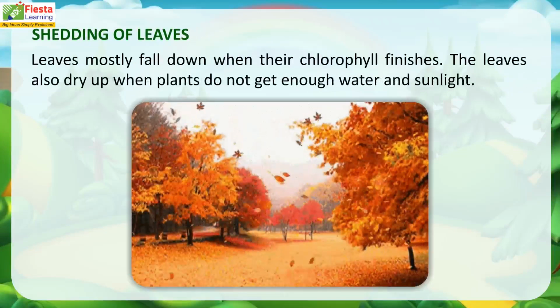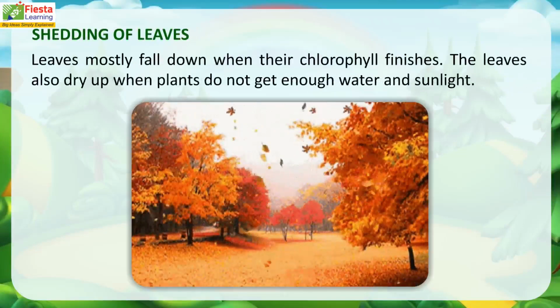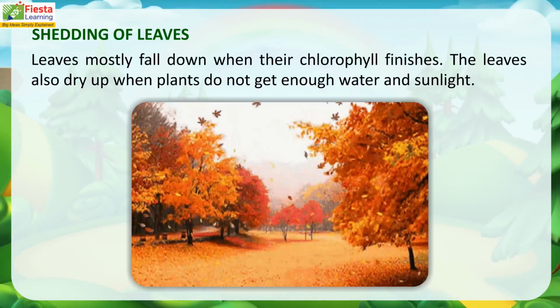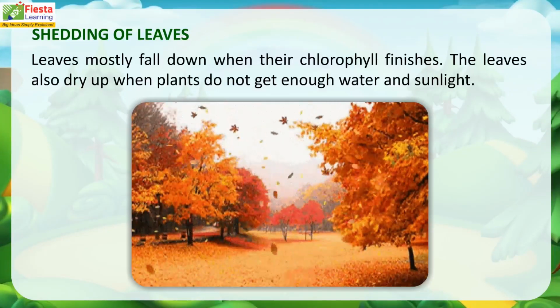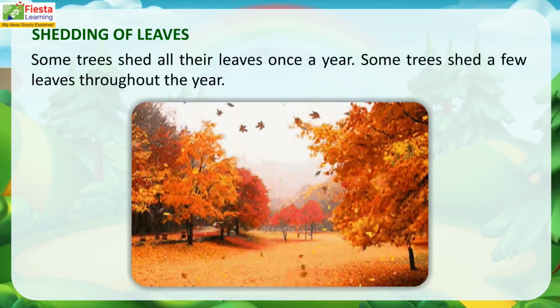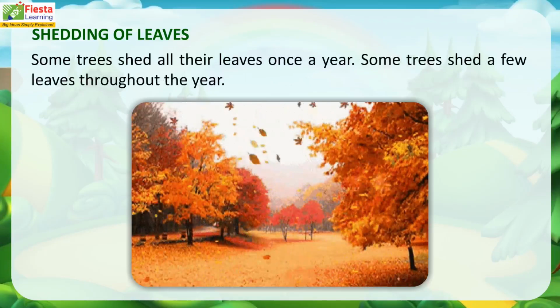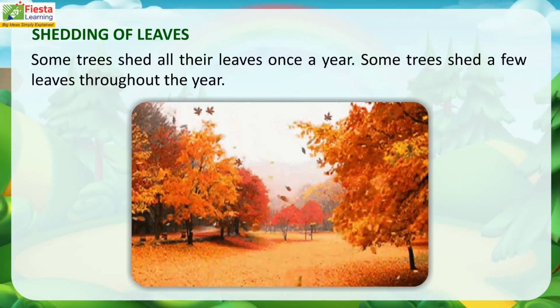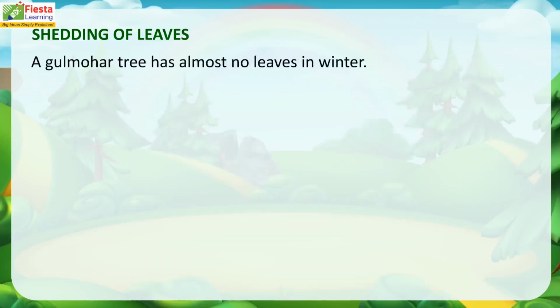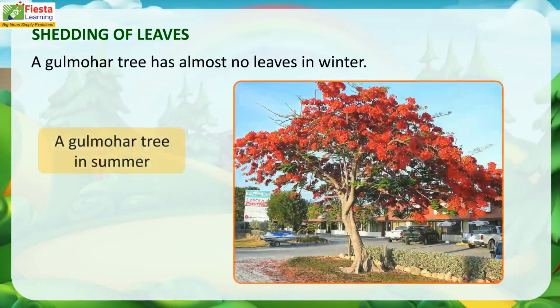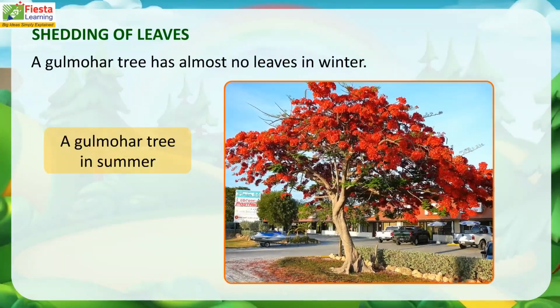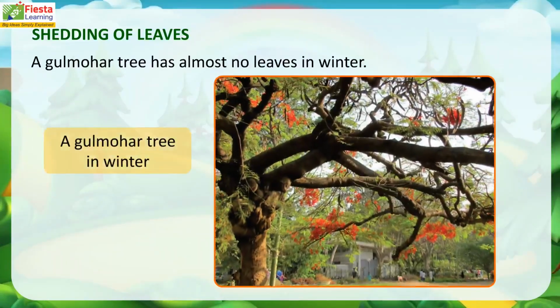Shedding of leaves. Leaves mostly fall down when their chlorophyll finishes. The leaves also dry up when plants do not get enough water and sunlight. Some trees shed all their leaves once a year. Some trees shed a few leaves throughout the year. A gulmohar tree has almost no leaves in winter. A gulmohar tree in summer. A gulmohar tree in winter.